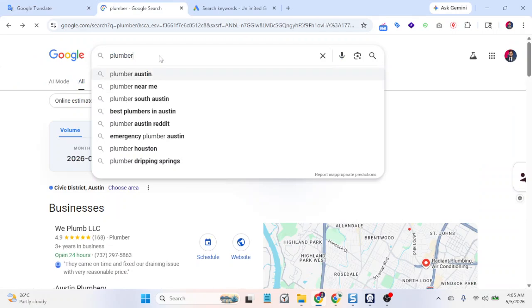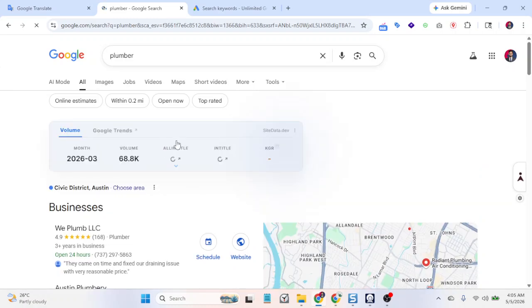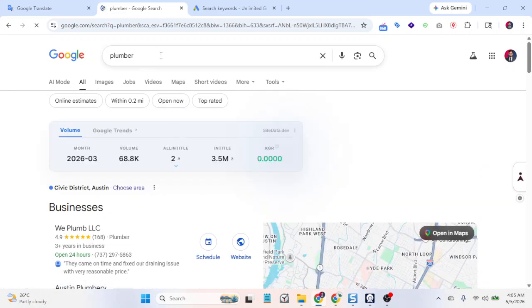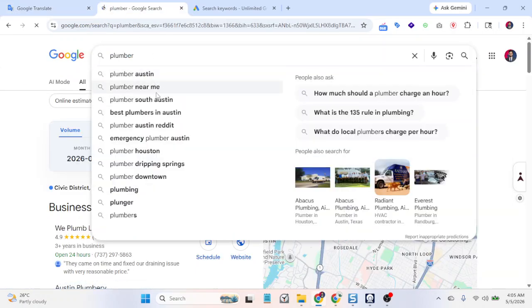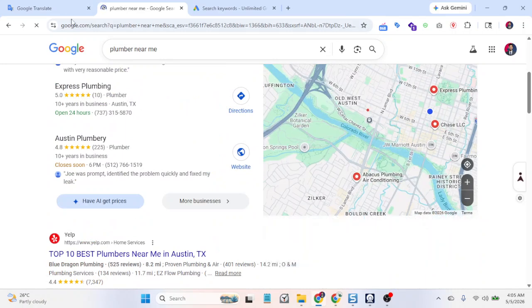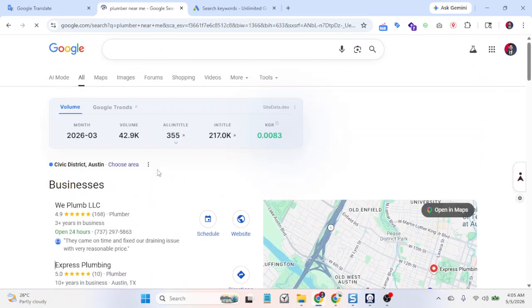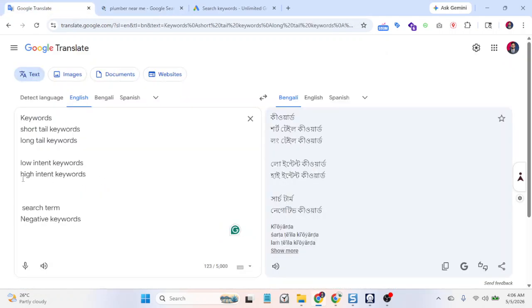So if someone searches "plumber" only, we cannot understand clearly what he wants to say. He may be trying to understand what a plumber is, or trying to find plumbing services or something. But if someone searches on Google "plumber near me", then we can understand that he needs a plumbing service. Or if someone searches "restaurant near me", he wants to go to a restaurant or is finding a restaurant. So we can say his intent is clear. That means this is the high intent type of keyword.